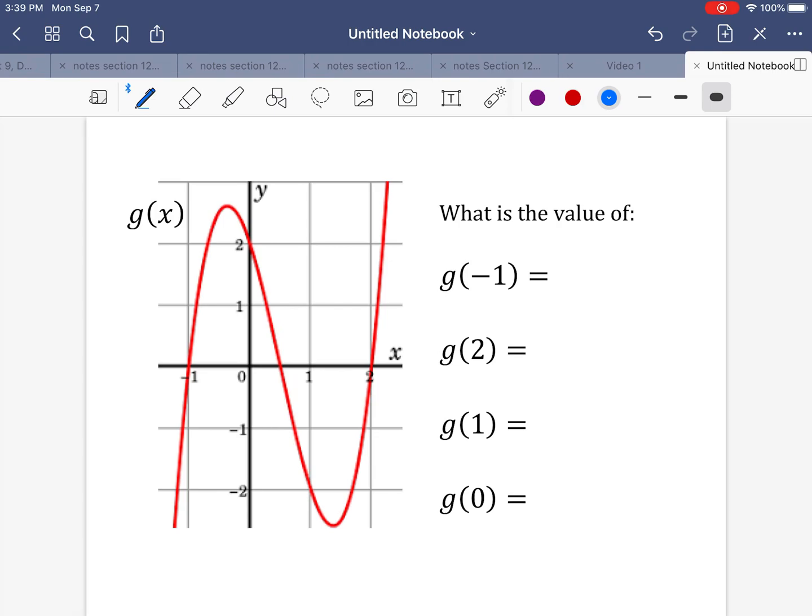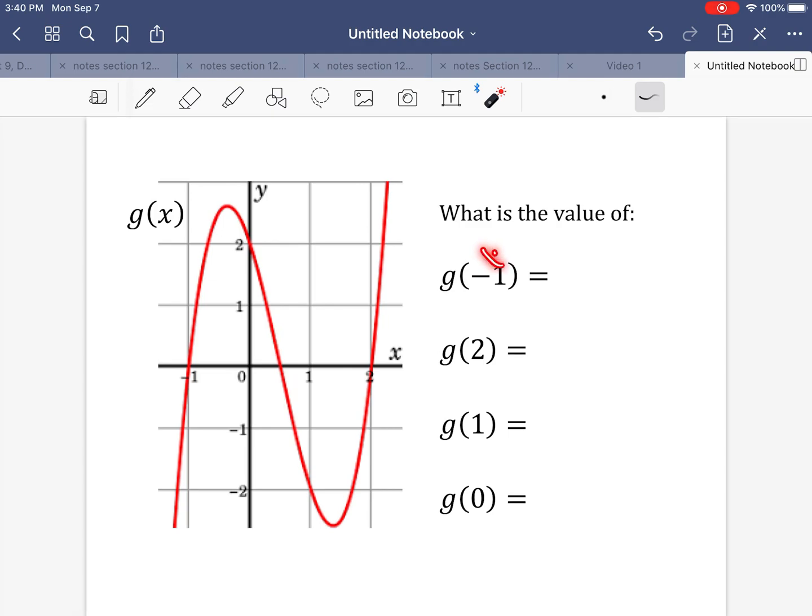All right, so now we're getting into things where you have to be able to find the values of functions using a picture. So before, I was giving you an equation and you plugged in a number. Well, I don't have an equation for this. This is just a polynomial. It's a cubic polynomial here that you see, this graph right here.